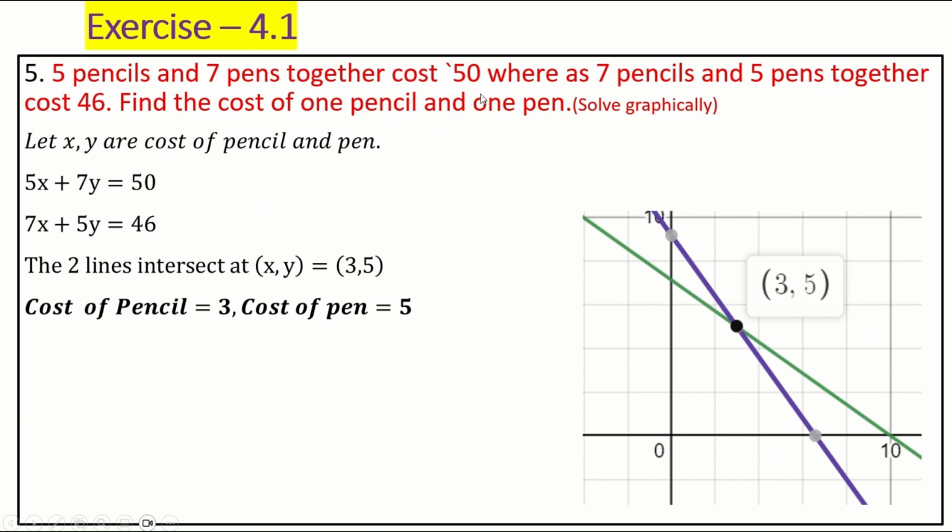5 pencils and 7 pens together cost 50, whereas 7 pencils and 5 pens together cost 46. Find the cost of one pencil and one pen. Let x and y be the cost of a pencil and a pen. Then 5 pencils and 7 pens cost 50: 5x + 7y = 50. 7 pencils and 5 pens is 46: 7x + 5y = 46. Now these are the two equations. You draw the lines in the graph. They intersect at (3, 5), which means the cost of a pencil is 3 and the cost of a pen is 5.